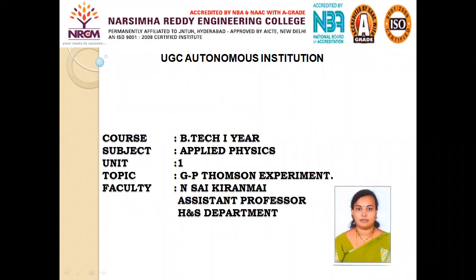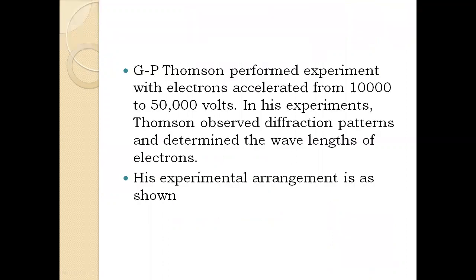Today we are going to have a look at the GP Thomson experiment, which is an experimental proof for the existence of matter waves. GP Thomson is a scientist who performed many experiments with electrons, which are accelerated to very high potentials of 10,000 to 50,000 volts. In his experiments, he observed some diffraction patterns and he calculated the wavelength for those electrons also.